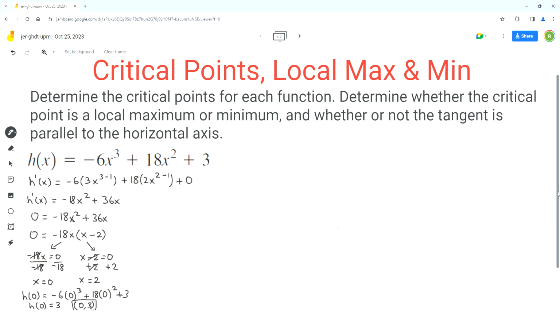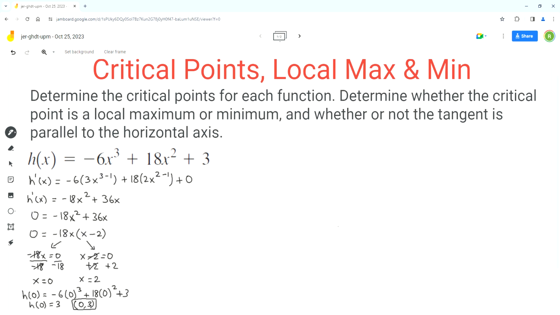Now we can use the second critical number to find the other critical point. The other critical number we found is x equals 2. We'll sub in x as 2 in the given function. So h at 2 equals negative 6 times 2 cubed plus 18 times 2 squared plus 3. And now we have to simplify this expression.